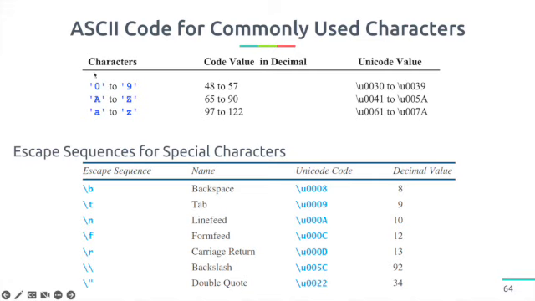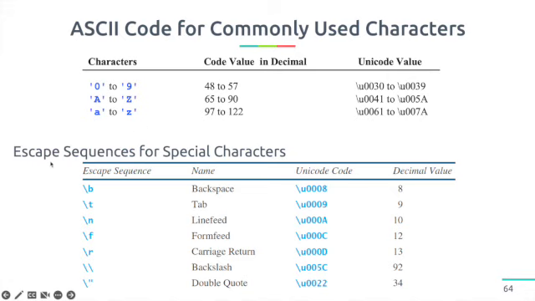So characters that are commonly used, for example, from 0 to 9, these are all numbers. The code value in decimal is between 48 to 57, and the Unicode values of those is \u0030 to \u0039. And the capital letters from A to Z, the code in decimal is from 65 to 90. The code using Unicode is \u0041 until \u005A. And the same goes with small letters.